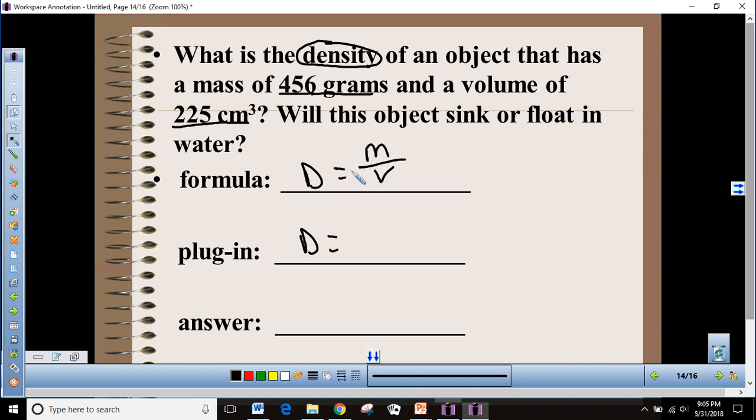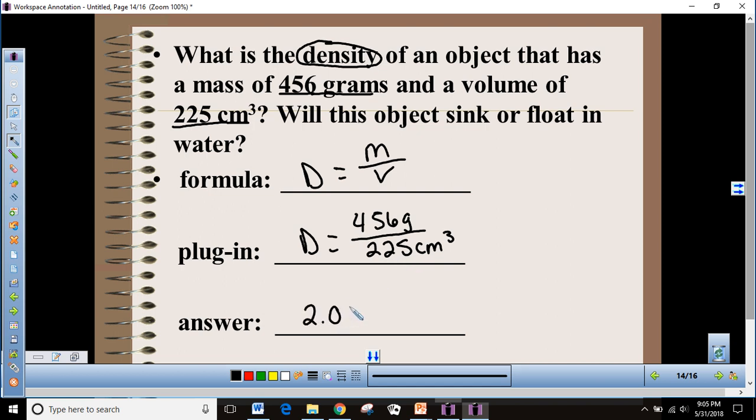And I would like you to show your formula, plug in, and give an answer with units. You're going to see that I'm really, really picky on units. So if you don't want a 99 or 98, put those units. So there's my formula, there's my plug-in, and then my answer is just simply dividing those.